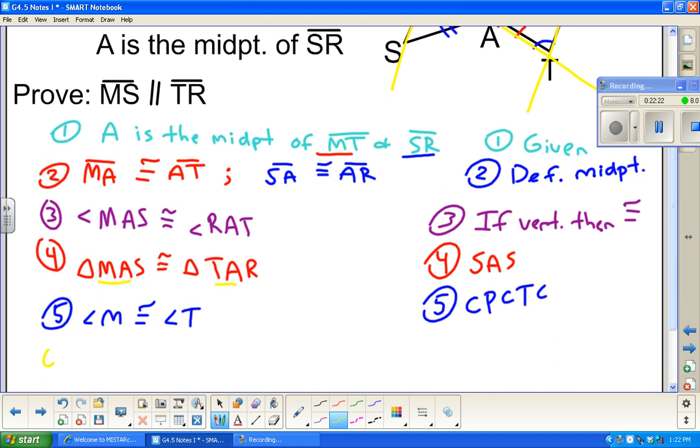Okay. MS is parallel to TR. Okay. If alternate interior angles are congruent, this is just kind of writing it out the long way, then parallel. Or you could simply write the alternate interior angle converse. In the last proof we used the regular if parallel then something. Now we're using if congruent then parallel. We're using the converse, the other order. Okay?